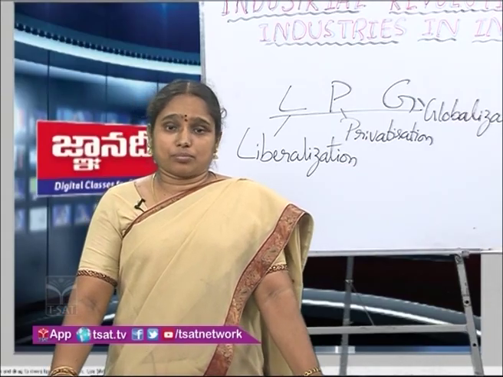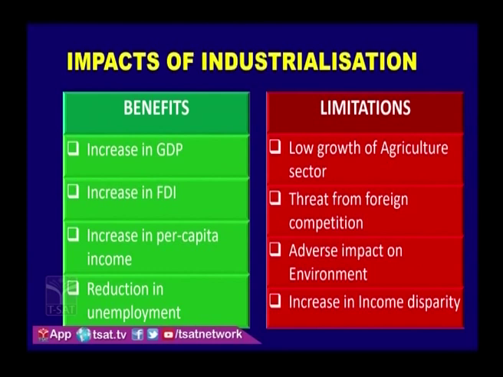So everything has benefits and limitations always. So let's see what they are. So this policy has benefited us in increasing in GDP. So GDP was 1.1% in 91, which rose to 7.5, and FDI, foreign direct investments, increased like anything. Earlier it was 408 crores, but it went to 106,693 crores.